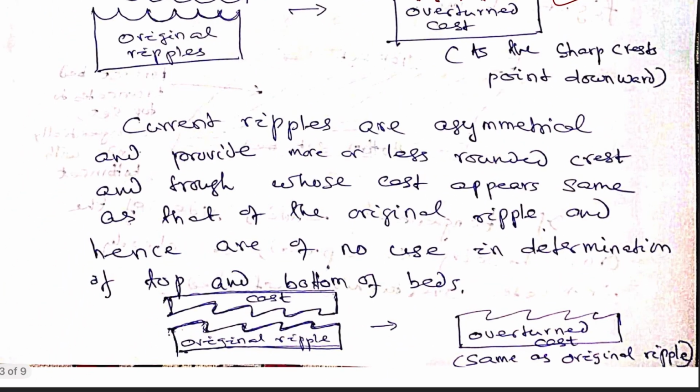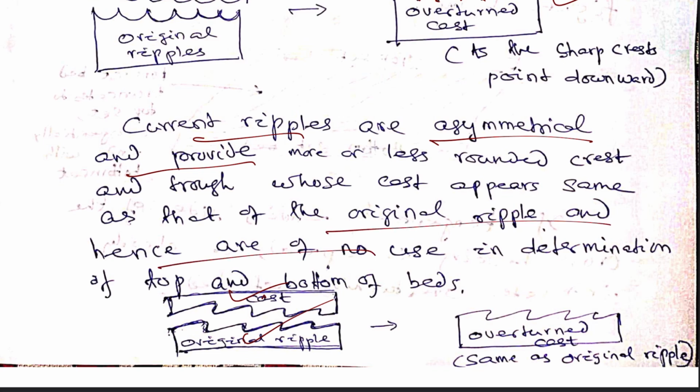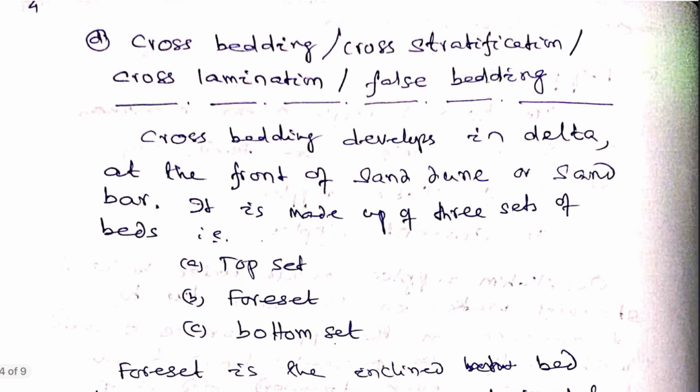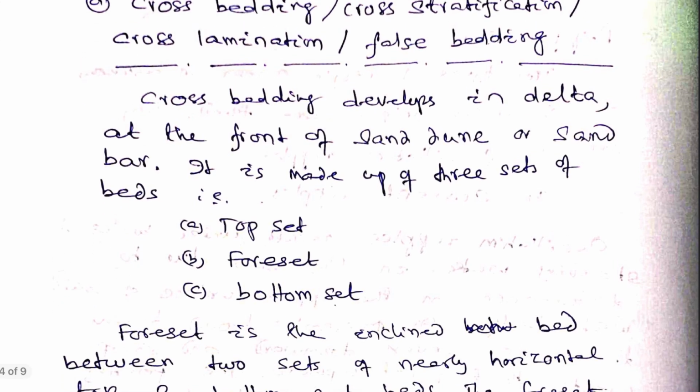But in case of asymmetrical ripples or current ripples, we see that the cast and the original ripple look the same. Therefore, it is of no use in determining top and bottom of beds. Only oscillation ripples or symmetrical ripples are useful in determining top and bottom of beds.